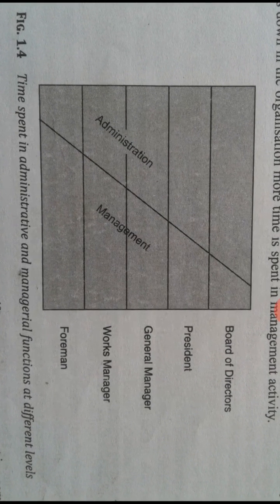In this diagram they have shown this. It is divided into two sections: one is administration and the other is management. At the lower side, the foreman spends most of the time managing things. As you move upward, like general manager, president, board of directors, most of the time is spent in the administration process. So it is divided into two categories: one is called administrative management and the other is operative management.